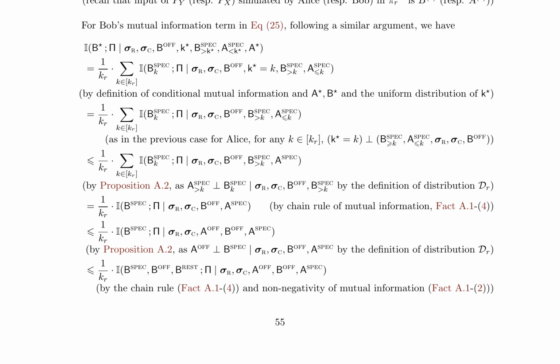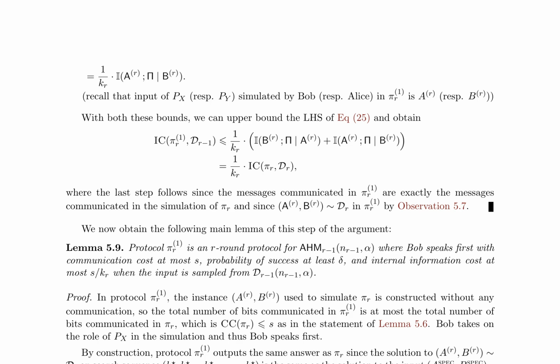The authors then introduce lemma 5.9, which states that protocol pi_1^r is an r-round protocol for AHM_{r-1}(N_{r-1}, alpha), with communication cost at most s, probability of success at least delta, and internal information cost at most s/k_r.